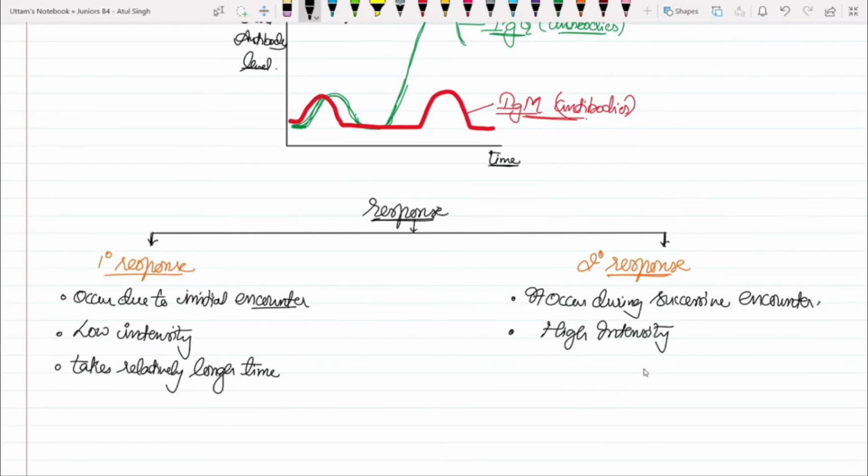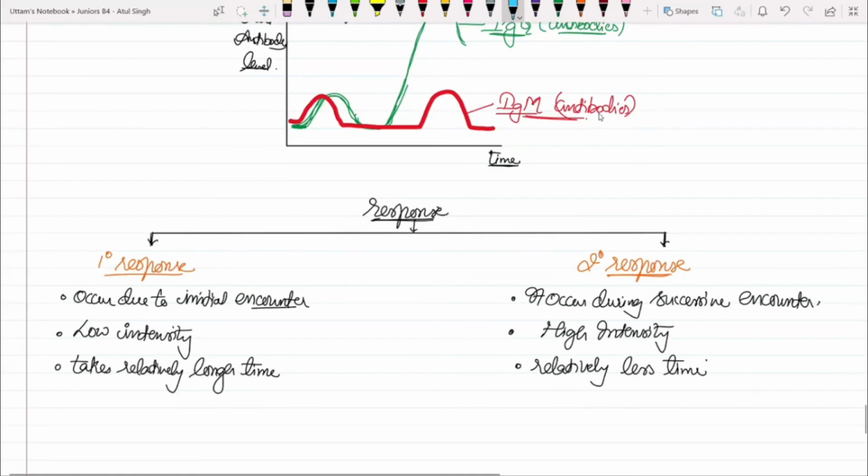So encounter means attack, no sir? Yes. Relatively less time. Why is it taking relatively less time? Sir, already the memory is filled.